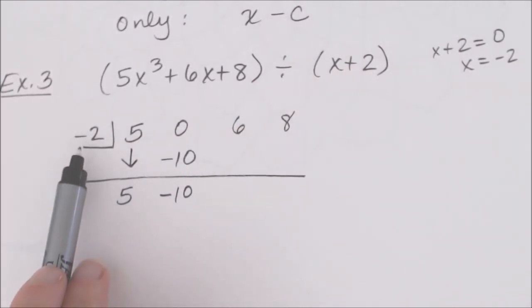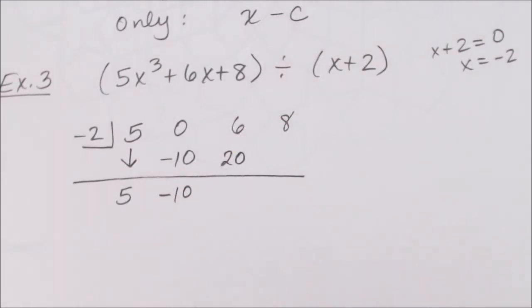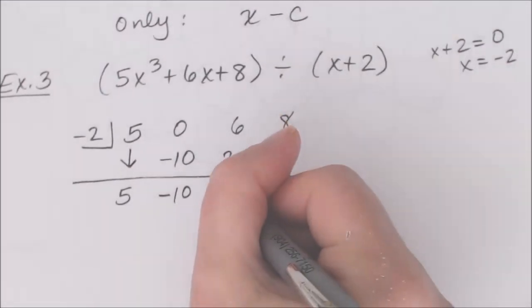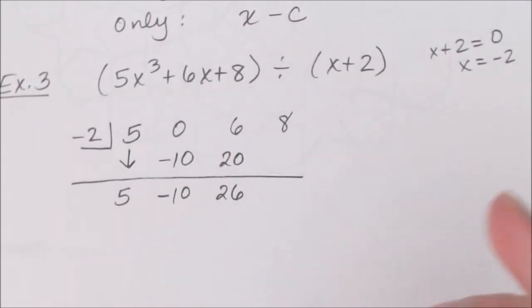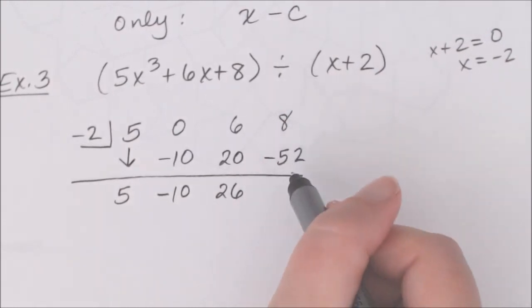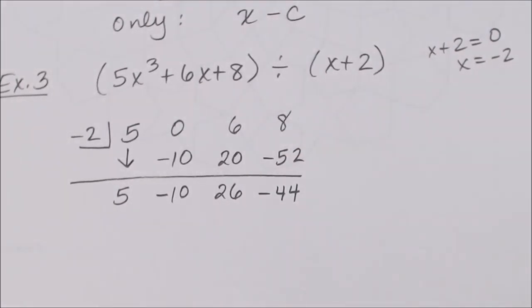Then I'm going to multiply again. Negative 2 times negative 10 gives me 20. I'm going to add the 6 and the 20 together. I get 26. Then I'm going to do it again. Negative 2 times 26 is negative 52. I'm going to add 8 and negative 52. I get negative 44. That's going to be our remainder.